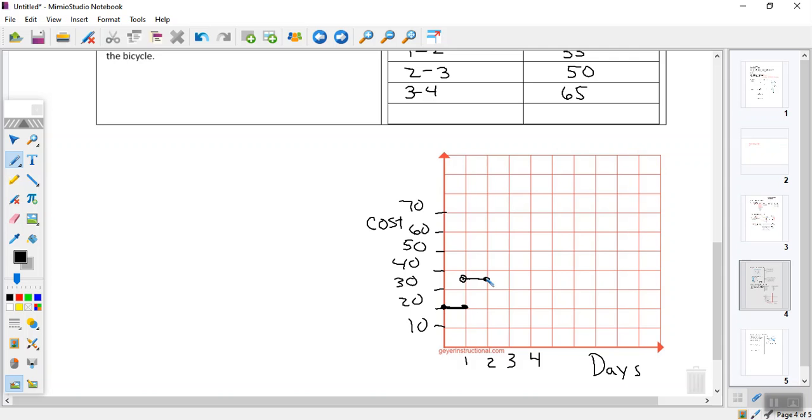Then day 3 to day 4 happened. Or no, I'm sorry, day 2 to day 3. What are we at to our cost from day 2 to day 3? 50. So open on 50 from 2 to 3 and over. You see why they call this a step function? Kind of like stair steps moving up, isn't it? And then finally, what did the total cost end up from day 3 to day 4? So I'm in between 60 and 70. That's what your step function would look like.